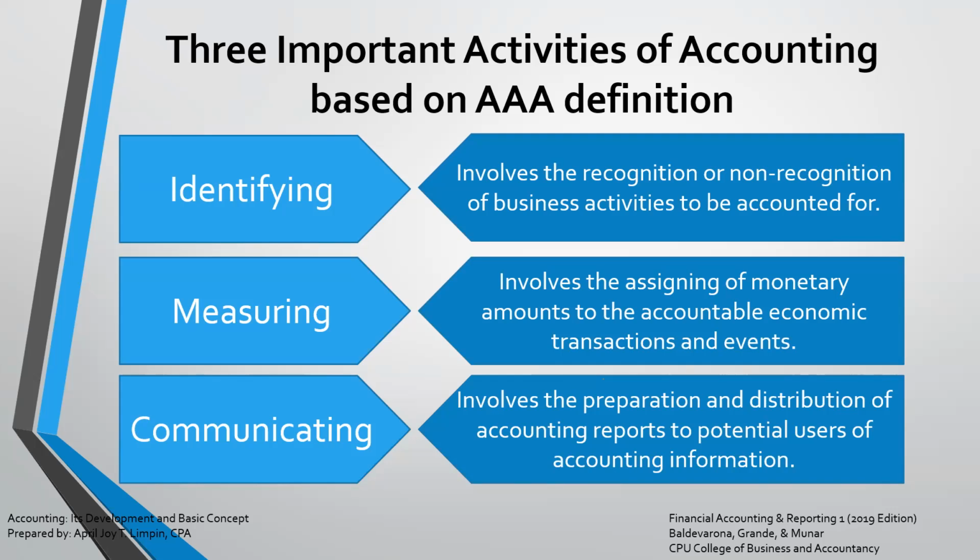So with this, the three important activities of accounting as defined by the American Accounting Association are identifying, where I need to identify if this transaction is recognizable or should not be recognized; measuring, where I need to set a monetary amount; and lastly, communicating, where I prepare a report. The way we communicate should be clear so that it would be understood by our users. Because if it won't be understood by our potential users, it is no use. There's no use in communicating if only you understand it. And it's not only applicable to accounting, but in all cases of life. So let's go to the next slide. Thank you for the three of you for participating.